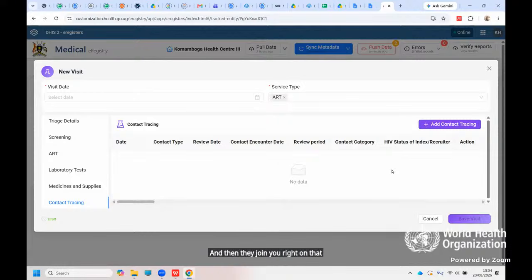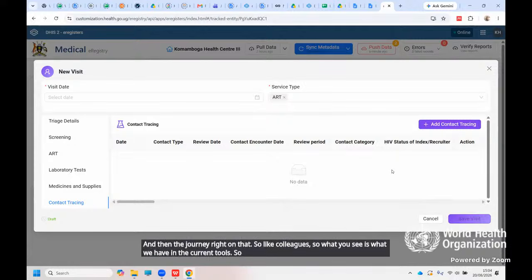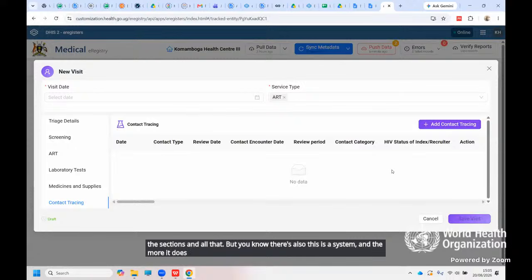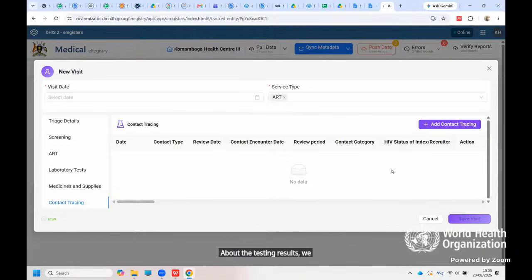So, colleagues, what you see is what we have in the current tools. Some of the suggestions Edgar gave are very good, and we are going to see how it can pre-populate some of the sections. But this is a system, and the more it pre-populates some of those sections, it might also slow down. We are exploring all that to see that we can have that information put there. About the testing results, we picked that straight from the HTS register.